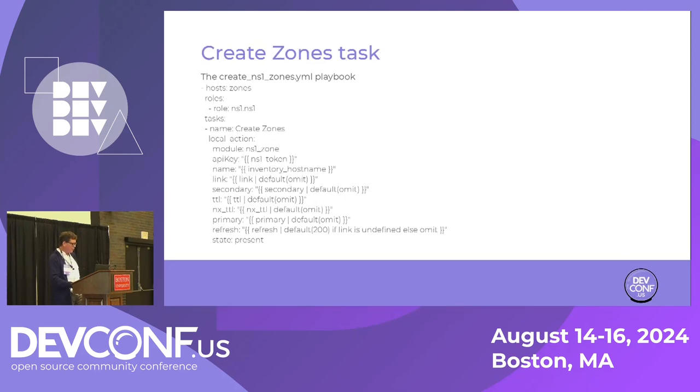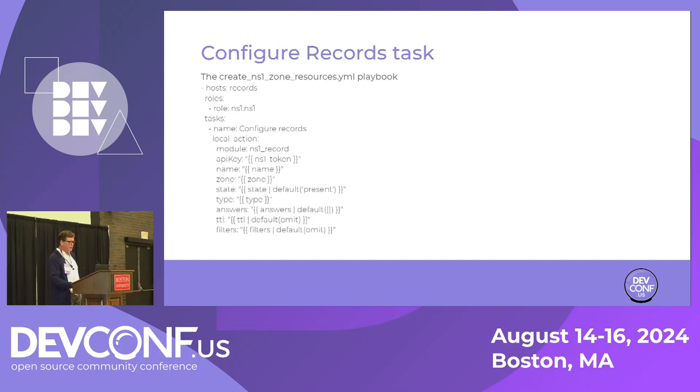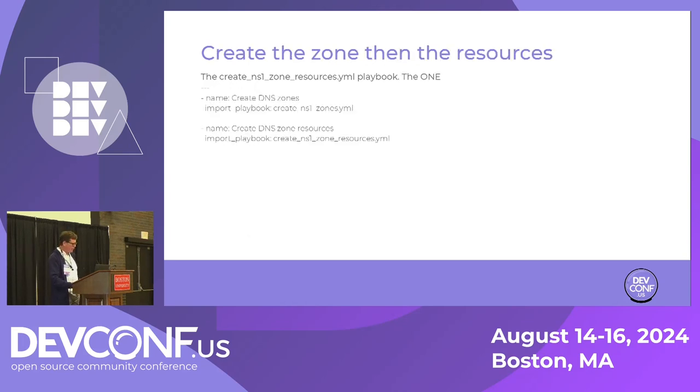Here's our create zones task. It's slightly different to what we actually have in the GitLab repository, just so I could fit it on the slide. It basically sets variables from the inventory. We have a configure records task, as I mentioned. Same thing, it just sets up records via variables from the inventory. And then we have the playbook that combines the two. What we need basically is to ensure that the zones are created before the records.